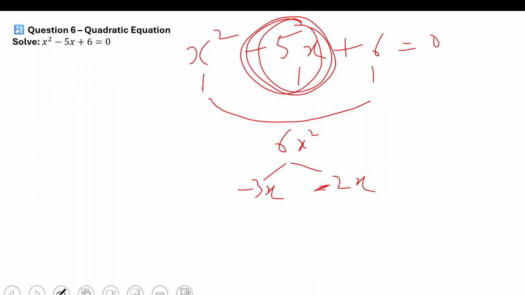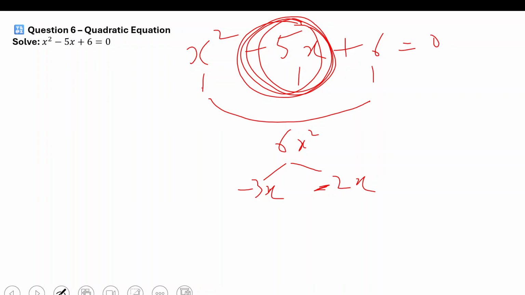So I have gotten the two numbers that satisfy that condition. That is, two numbers such that when they multiply, they give me 6x squared, and when they add, they give me the middle term in the quadratic equation. So I'm going to replace the middle term by the two numbers I have found.